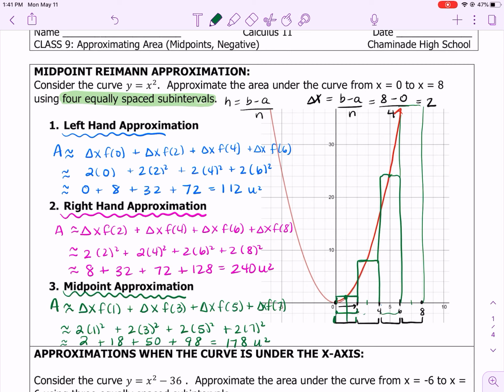Notice that this value here, the 178, is in between the 112 and the 240, which would make sense, because if this is a better approximation, it should be over the under approximation, but less than the over approximation. Right now, we don't know the exact value, but don't worry, that will be coming very soon.